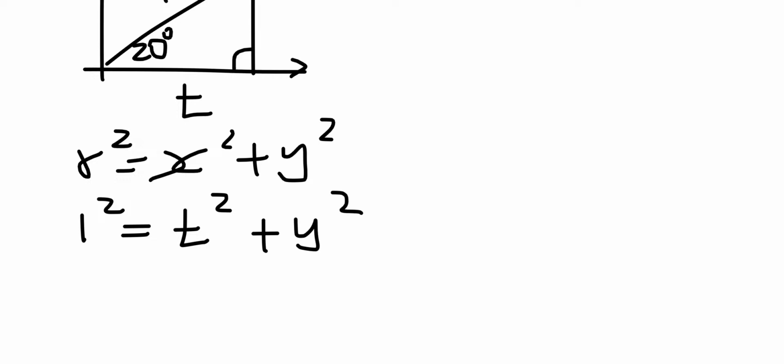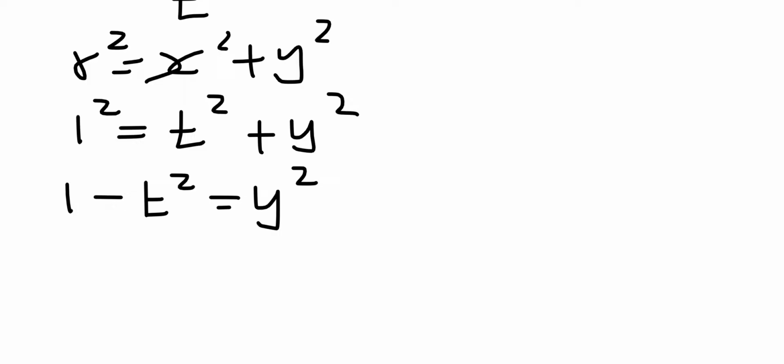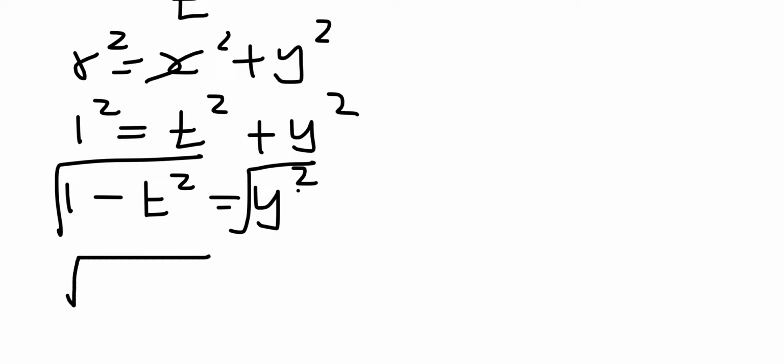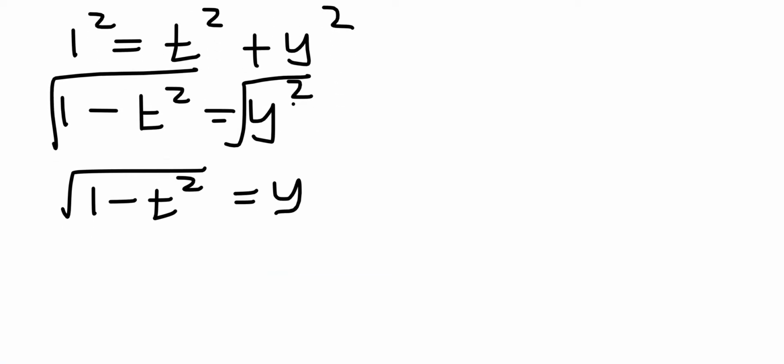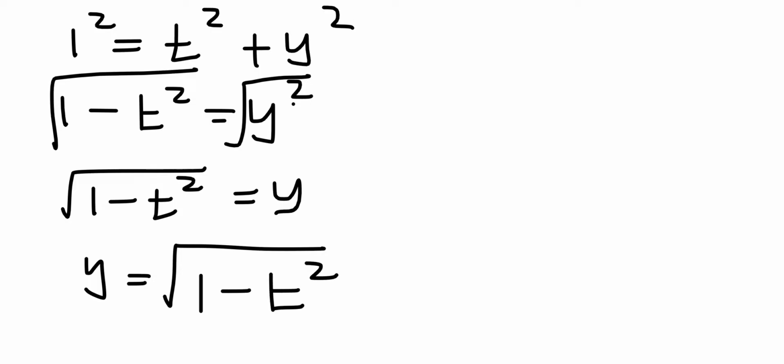Remember, it is y that we are looking for. So 1 squared is definitely 1. We will take this t squared to the other side, then that's why it changes the sign, it becomes a minus. The last step that we need to do is just to square root both sides, so that we remove that squared. So it ends up being square root of 1 minus t squared, which is equals to y.